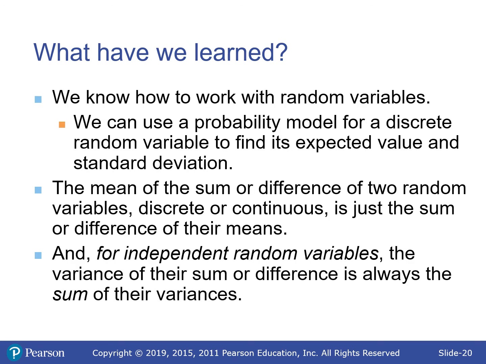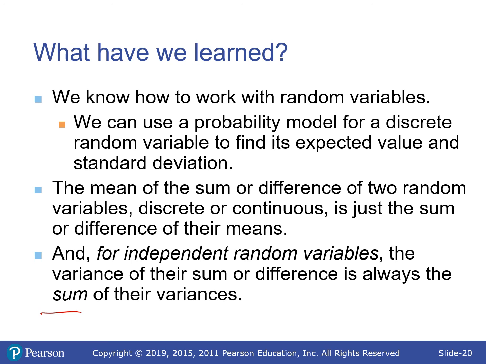And so what have we learned? We know how to work with random variables. We can use a probability model for discrete random variables to find the expected value and standard deviation. The mean of the sum or difference of two random variables is just the sum or difference of their means. So you can just add the expected values or subtract the expected values. And for independent random variables, the variance of the sum or difference is always the sum. Again, sum or difference is always the sum.